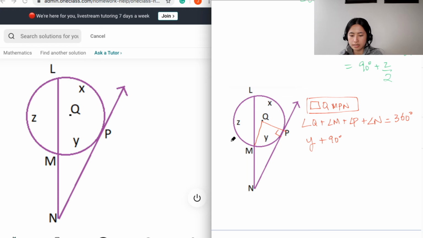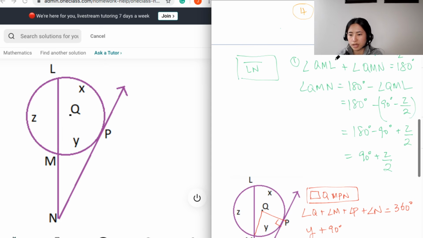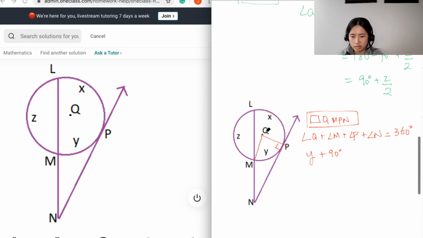For angle P, this is in fact Z over 2 plus 90. And how do I know that? Because if you look at QMN, actually, hold on. Angle P is 90 degrees, right? That's what we said. And then we had QMN, right? So QMN is essentially equal to angle M, which is here. So this is angle M. So we're going to say angle M is Z over 2 plus 90 degrees, right? So that's for angle M.